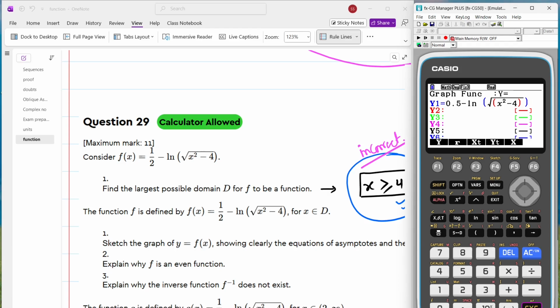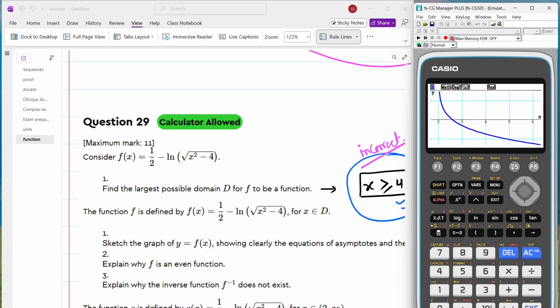Okay. Let me see. Are you getting this? No. So let us go to the zoom and auto zoom. Are you getting this? No. What's the difference? Can you explain your difference? I have two lines, one on either side of the y-axis.